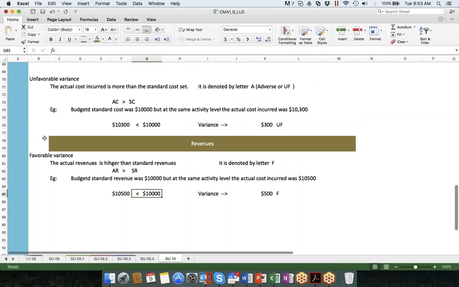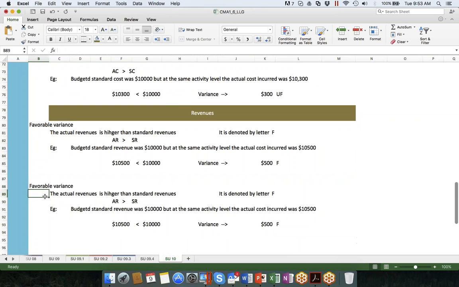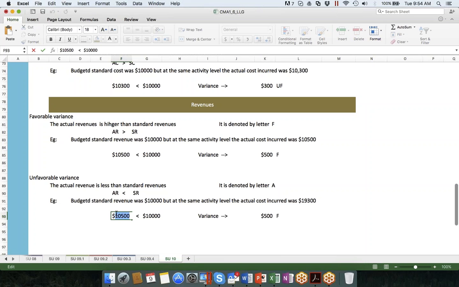Likewise, you may have unfavorable variance also. In the case of unfavorable variance, it is the other way. The actual revenue is less than the standard revenue. It is denoted by letter A. A means adverse or unfavorable. So actual revenue is less than standard revenue. Budgeted revenue is 10,000, and the actual revenue for the same activity level was say 9,300. So we expected a sale of 10,000, but we sold only 9,300. So $700 is the variance, which is unfavorable.